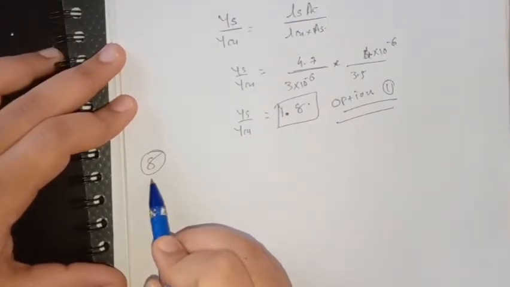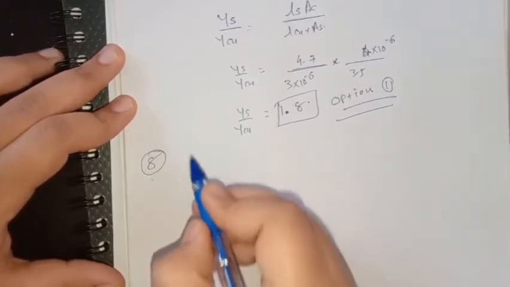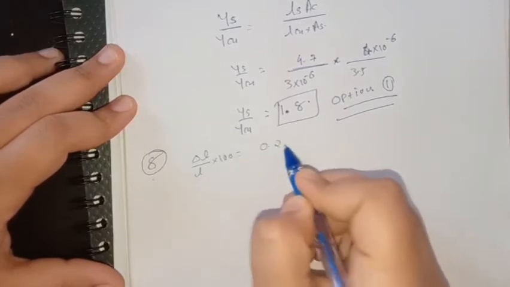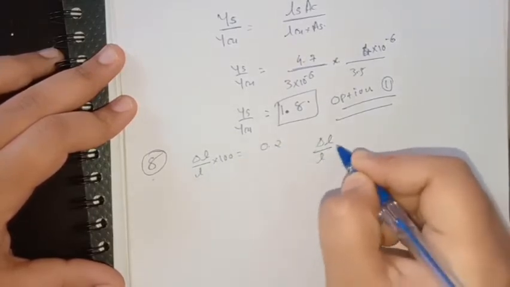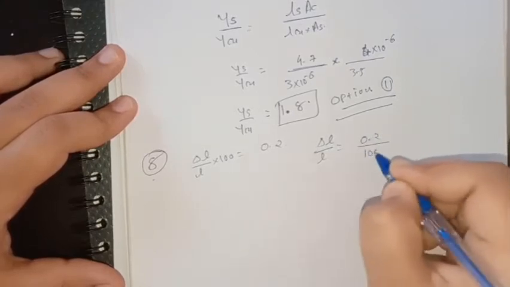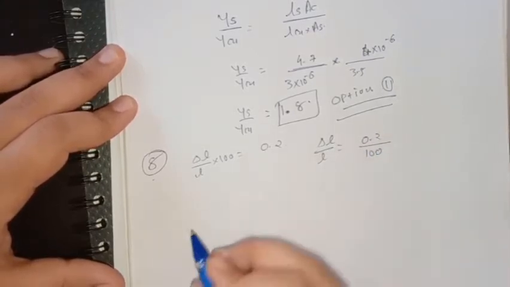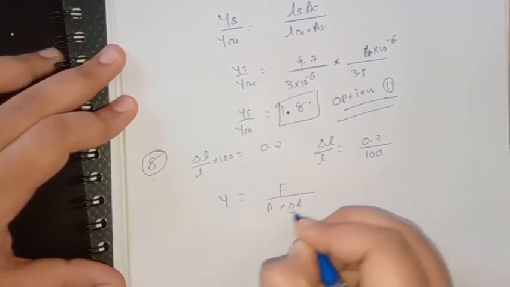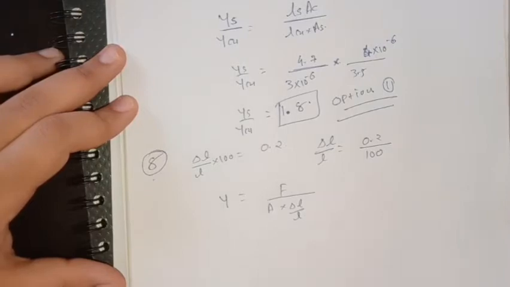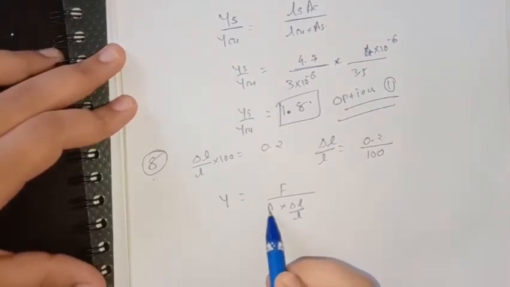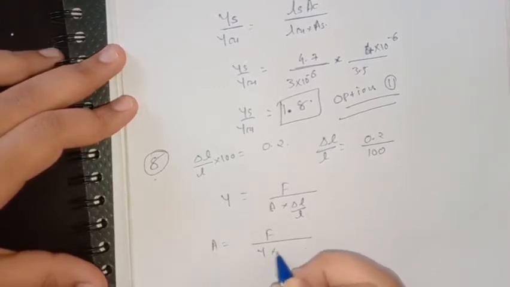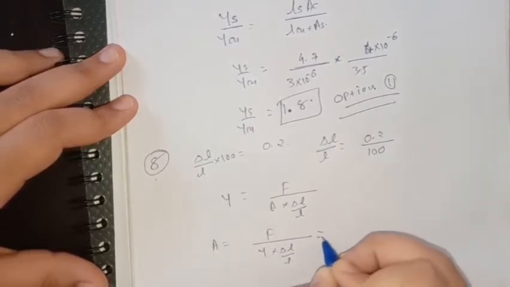In question number 8, the breaking strain for aluminum is given 0.2%. That means delta L by L into 100 is equals to 0.2. So we can write delta L by L is equals to 0.2 divided by 100. Now Y is equals to F by A into delta L by L. We want to find the minimum cross-sectional area required. So A will be F divided by Y into delta L by L.